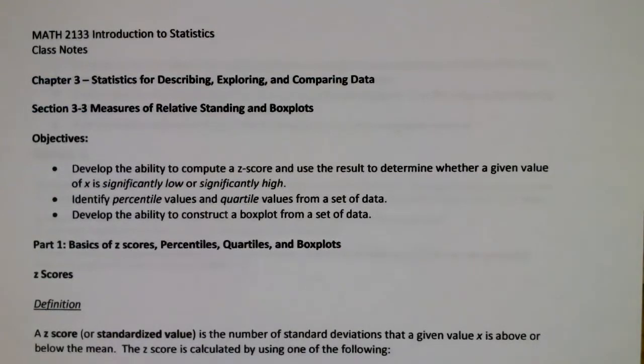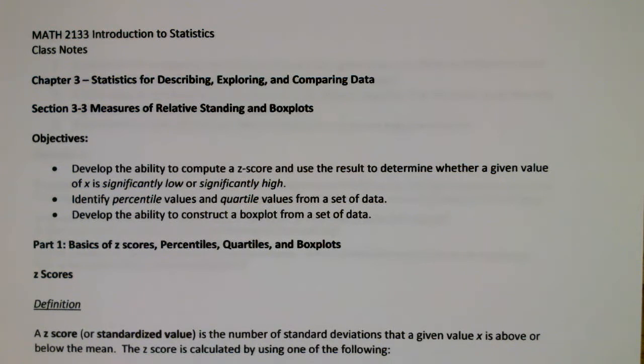All right, in this video, we're going to talk about section 3.3. This wraps up chapter 3 on describing, exploring, and comparing data. Here we're going to be looking at measures of relative standing in box plots. Already in 3.1, we talked about the measures of center. And in 3.2, we talked about the measure of variation. Now we're going to look at the measure of relative standing and box plots.